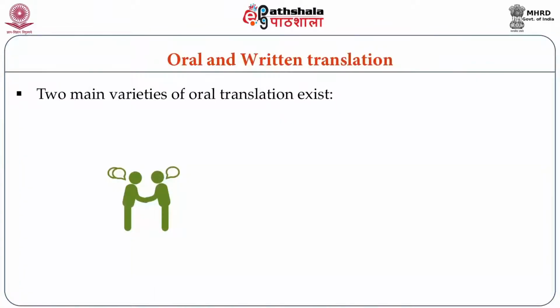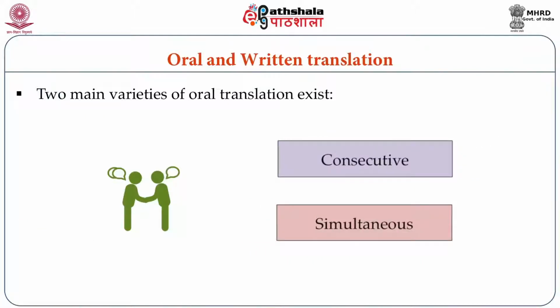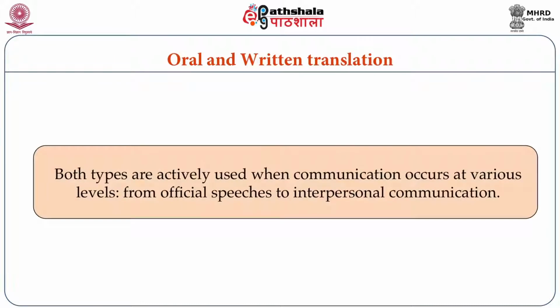Oral and written translation, the next topic we are going to discuss. In oral translation or interpretation, the interpreter listens to the oral presentation of the original and translates it as an oral message in the target language. In other words, oral translation is a translation of sound in spoken language from source language to target language. Two main varieties of oral translation exist: consecutive and simultaneous. Both types are actively used when communication occurs at various levels, from official speeches to interpersonal communication.